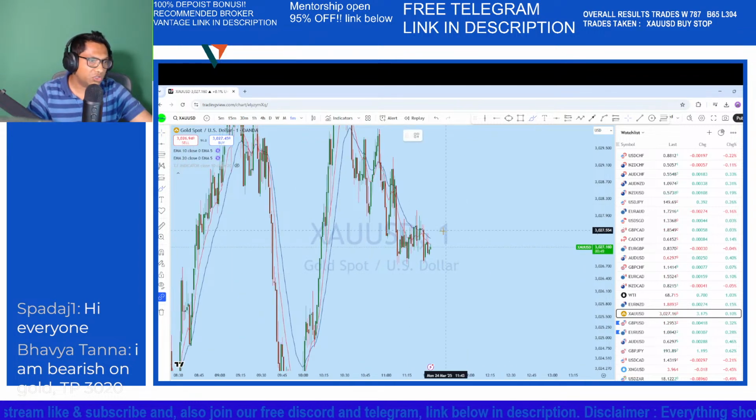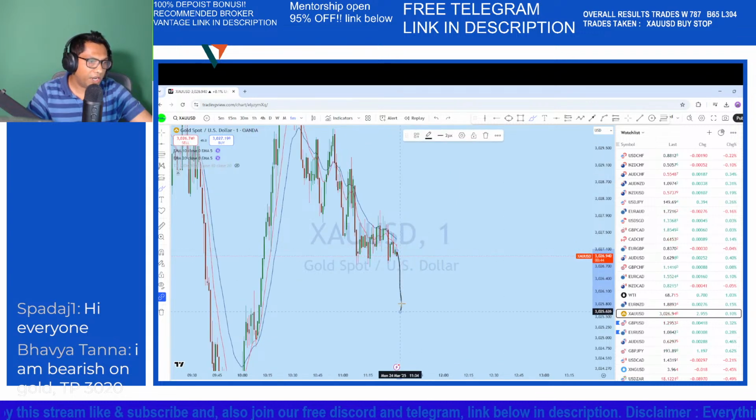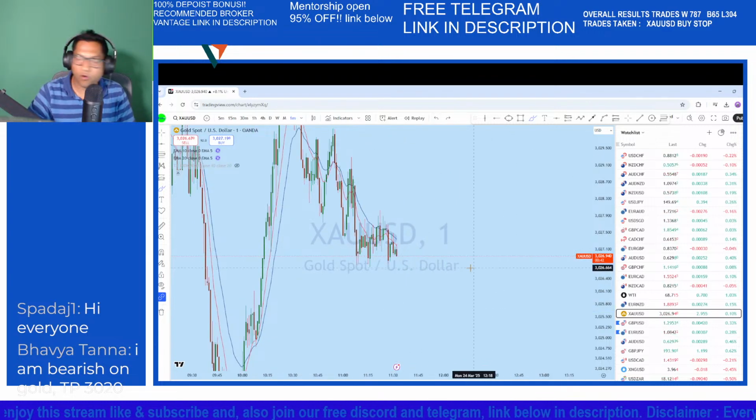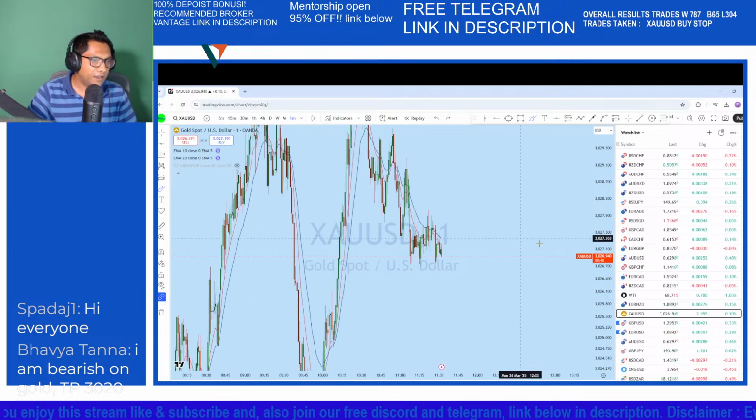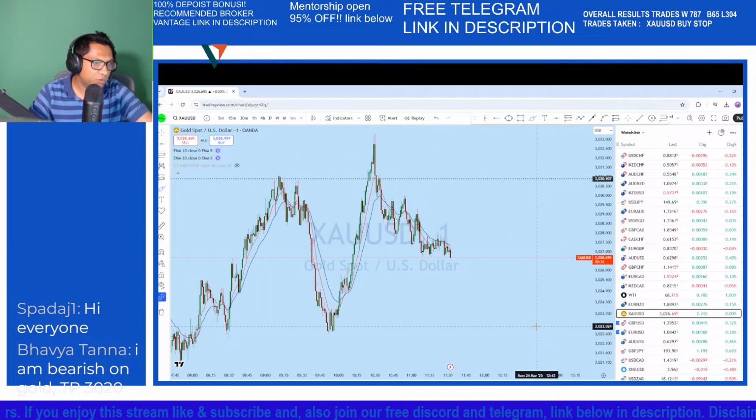Here we see a structure formation, and we expect that structure to break in that direction. If you guys are ready for this trading day, you can say yes in the live chat. We will be looking for the best trade possible in the market.